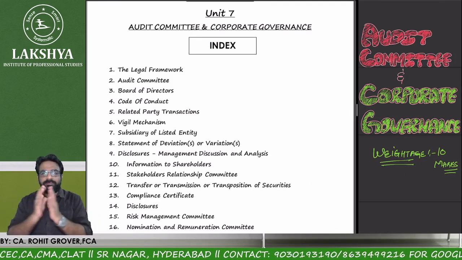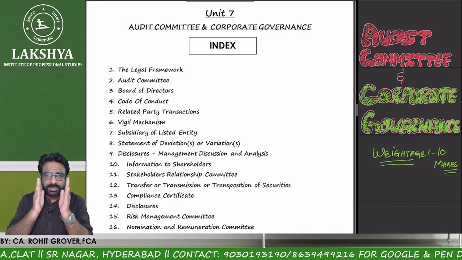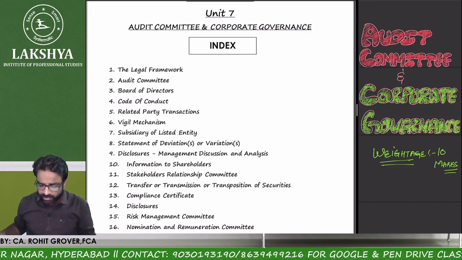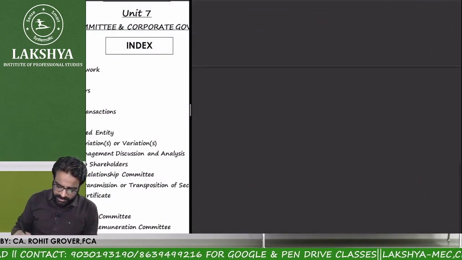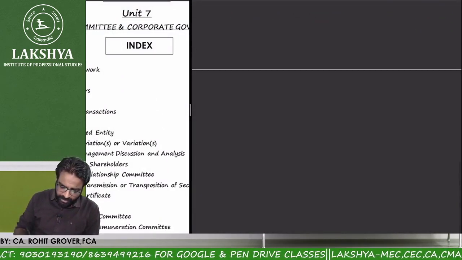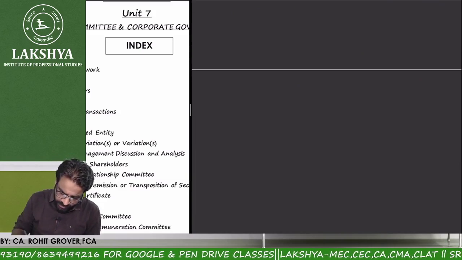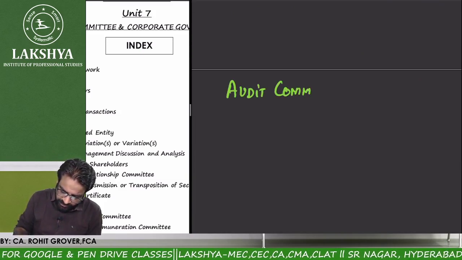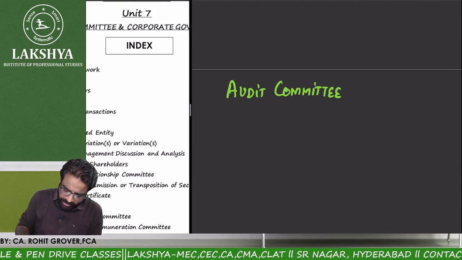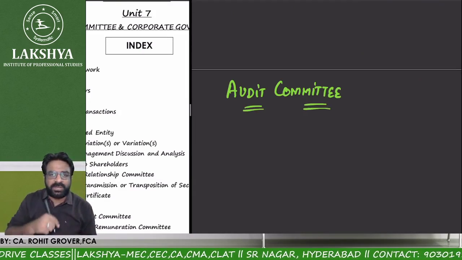Now, first of all, we have to understand the name of the chapter first, right or not? So what is the name of the chapter? You can see that the name of the chapter is Audit Committee and Corporate Governance.